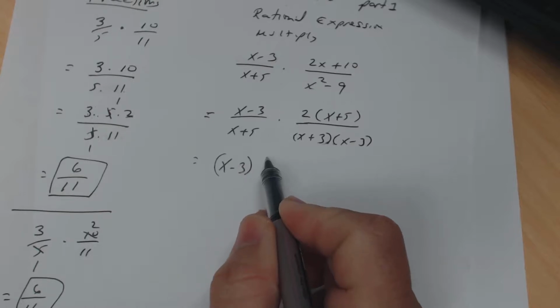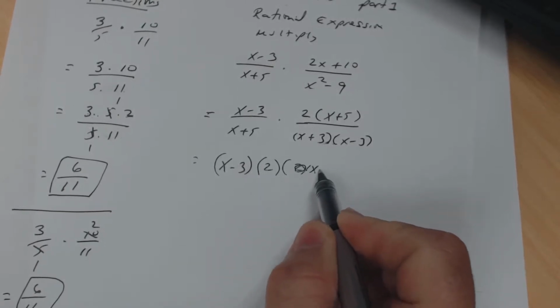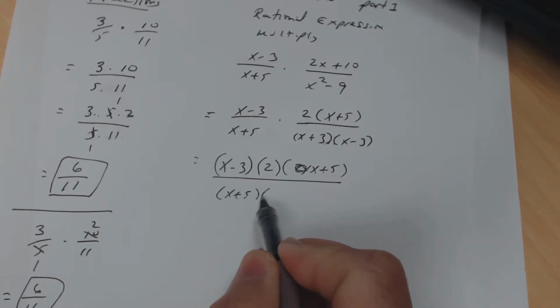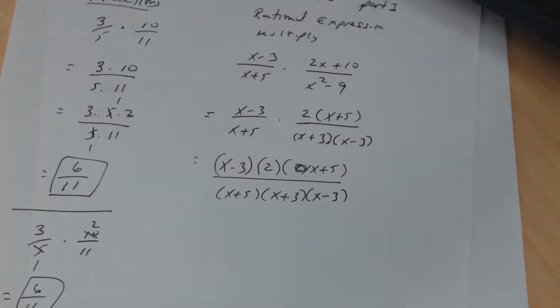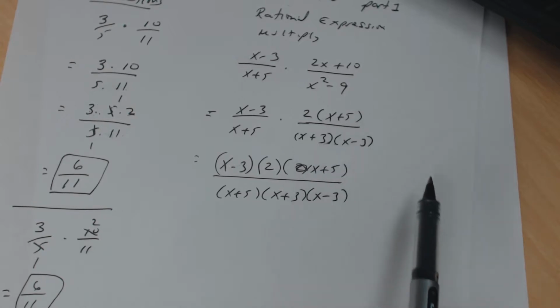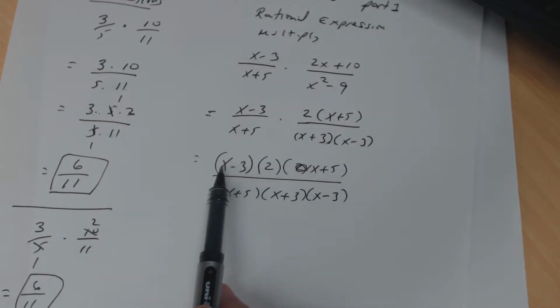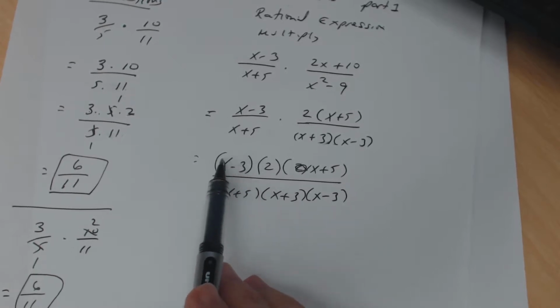So x minus 3 times 2 times x plus 5 over x plus 5 times x plus 3 times x minus 3. Now, you didn't have to. It looks a little bit more complicated, but I'll go back and use the other one as well. If you look at each factor, my factors in the numerator are x minus 3, 2, and x plus 5.